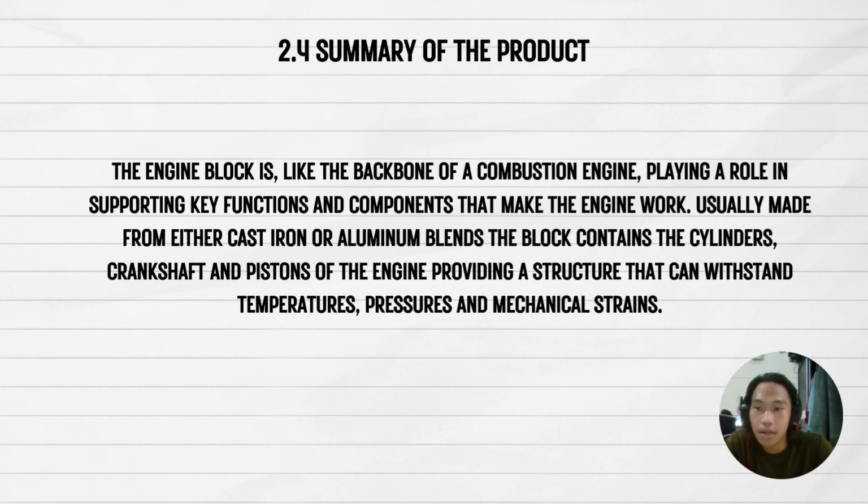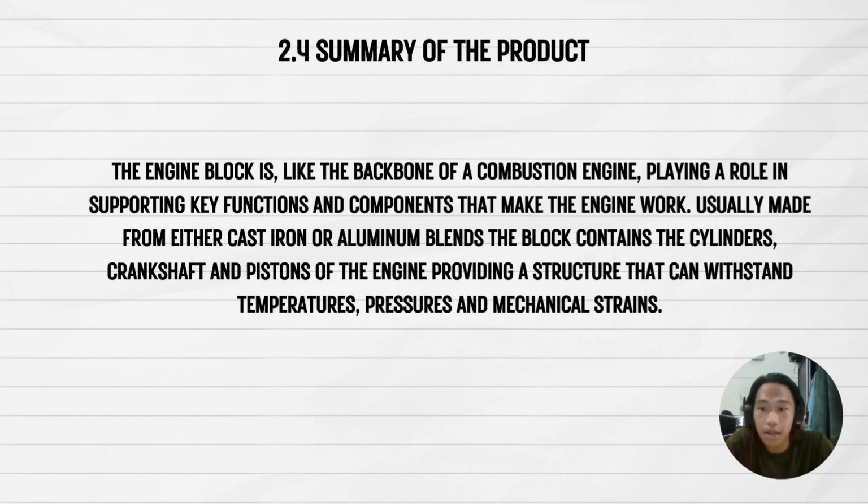Inside the block are a pathway for coolant to regulate temperature by moving around the cylinder, and oil channels to keep moving parts lubricated, reducing friction and extending the life of components. The material choice between cast iron for toughness in heavy duty uses or aluminum for vehicles affects how well the block performs.